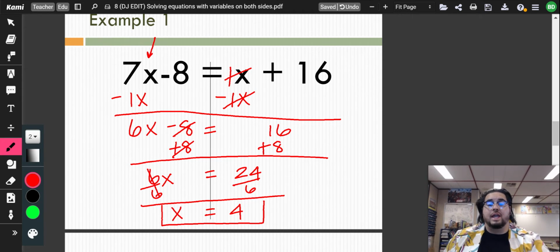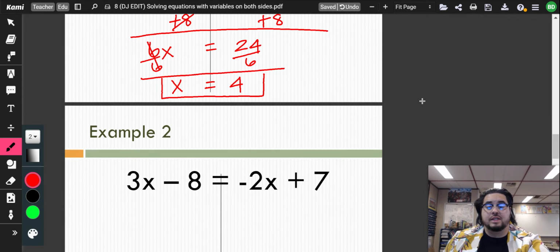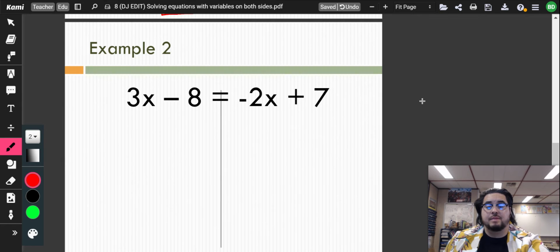Again, going through the steps, the first thing we're going to do is move our x's to the side with the greatest positive value of x. Then we're going to move our numbers to the other side, and then we work backwards in order to solve for x. Here's another example where we're going to follow the same steps.